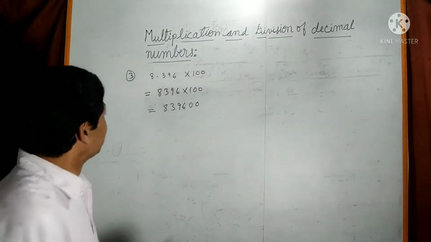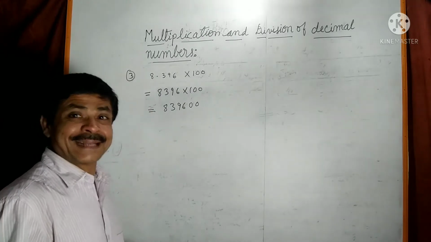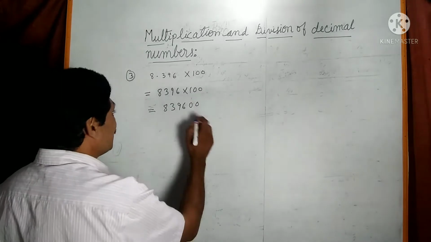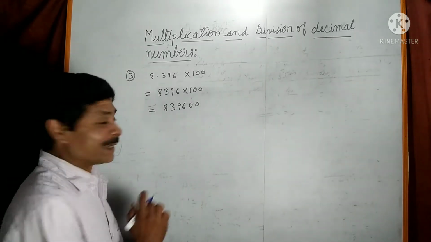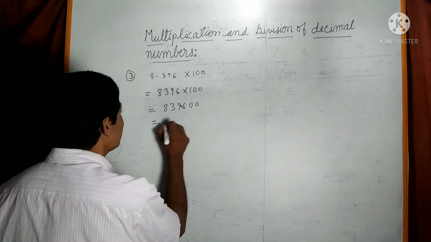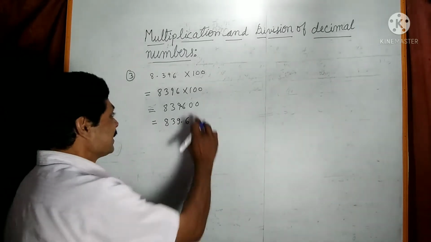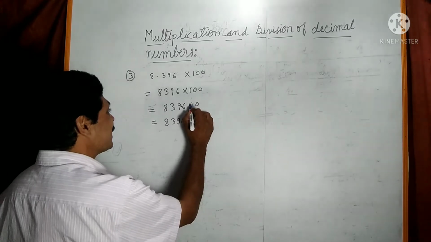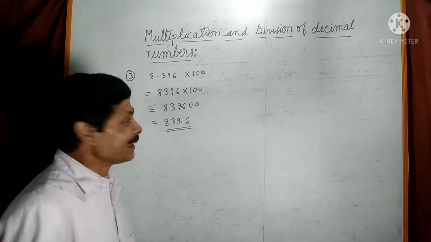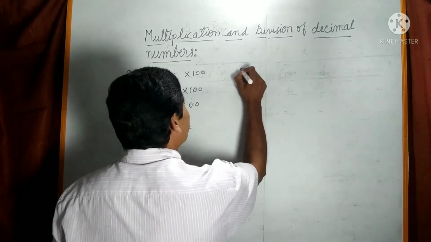Now let us put the decimal point. After the decimal point there are 3 digits in the decimal part, so we will take 1, 2, 3 and we will put the decimal point. This is equal to 839.6, because there is no value to the zeros. We will ignore these zeros. This is your answer. In the second method, we will write in a fraction form.